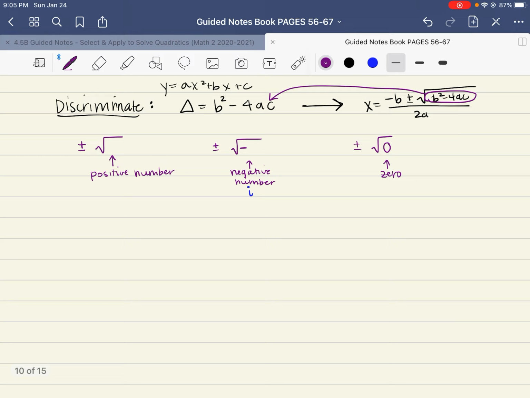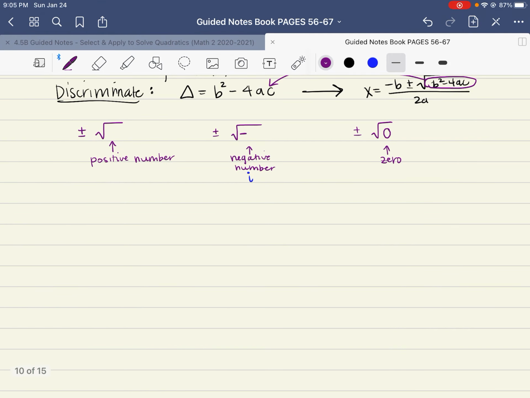So let's just kind of look at a little bit of this. If I have an equation, let's just look at an example. Let's do 2x squared plus 3x minus 1 is equal to 0. Again, if I want to calculate the discriminant, I need to use the a, b, and c values, so make sure that it's equal to 0 first. In this case, a is equal to 2, b is equal to 3, and c is equal to negative 1.